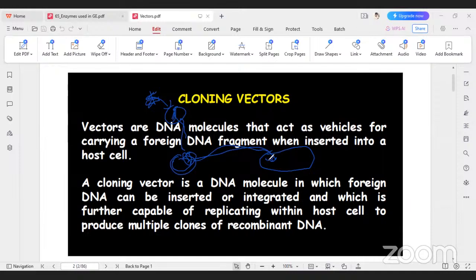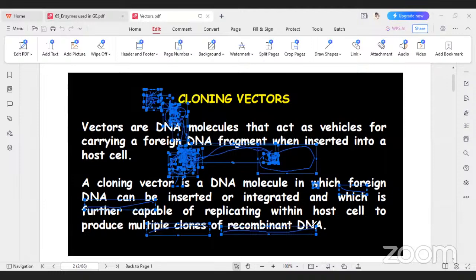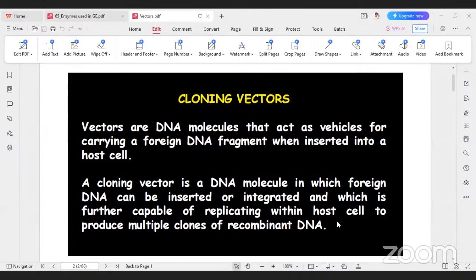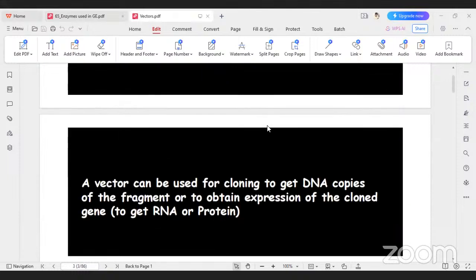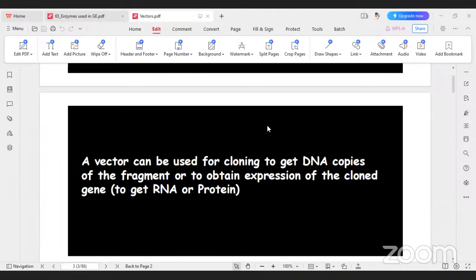So a cloning vector is a DNA molecule in which foreign DNA can be inserted. This is one DNA, this is foreign DNA or desirable DNA, whatever it may be. And it is further capable of replicating within the host cell and producing multiple clones of recombinant DNA. That is the concept. This vector can be used for cloning to get DNA copies of the fragment and to express the cloned gene.